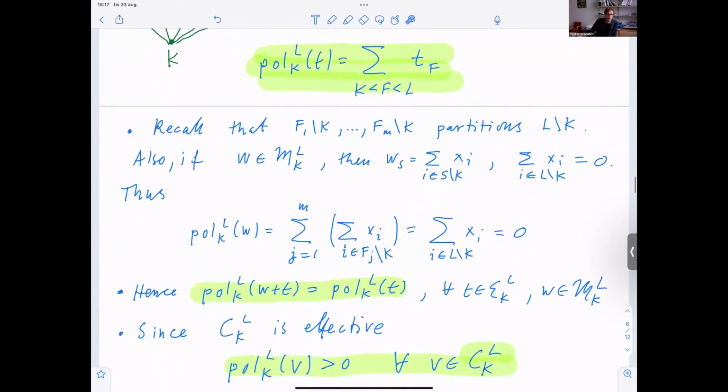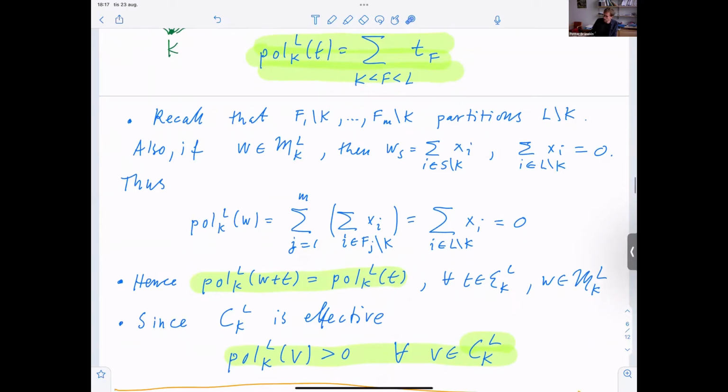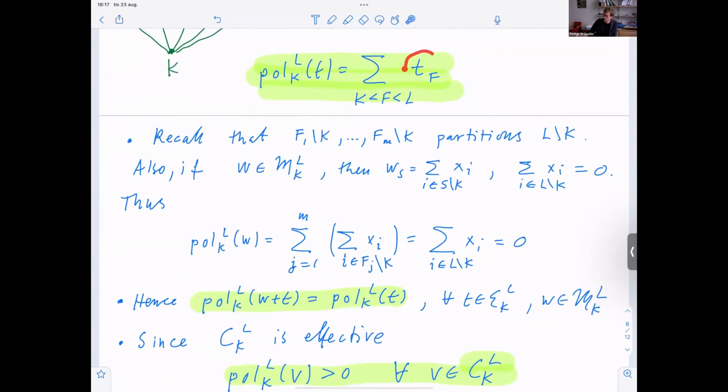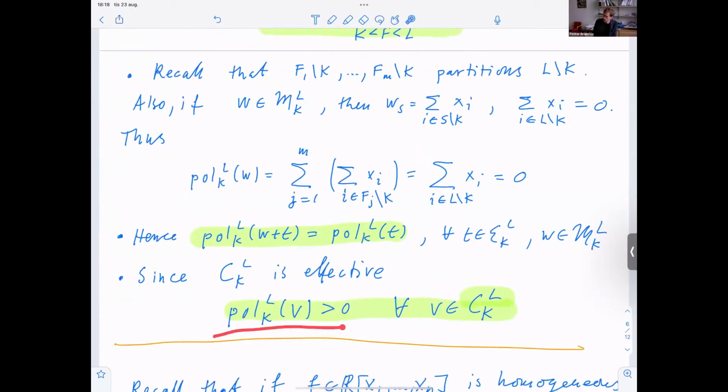So from this it follows that the polynomial is invariant under adding things in the modular space, since this is a linear polynomial. And since CKL is effective, we may always add some modular element so that all coefficients are positive. So we can assume that when evaluating at some t in the submodular cone, all the entries in t are positive. This means the polynomial evaluates to something positive when v is in the strict submodular cone.